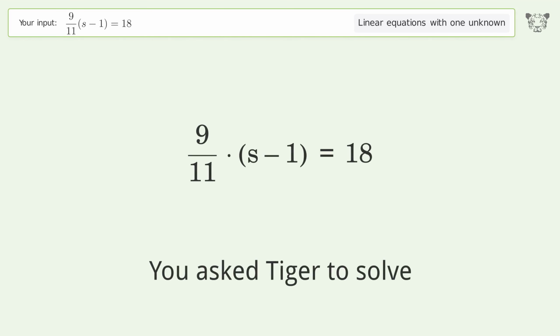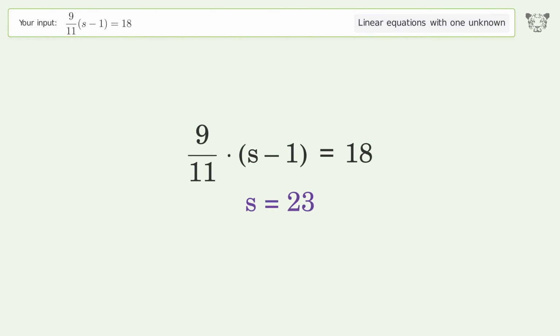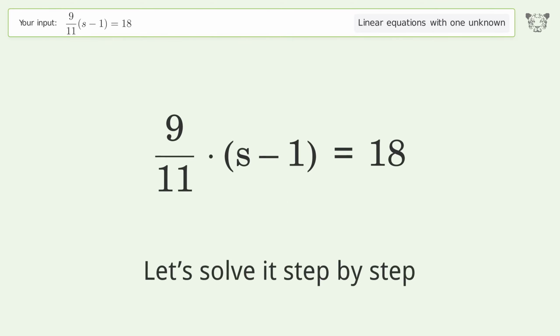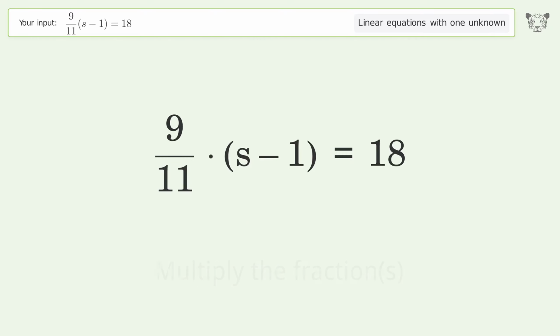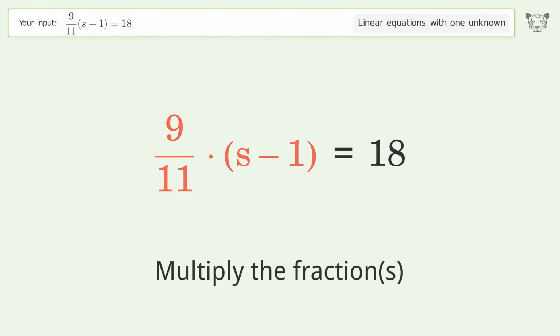You ask Tiger to solve. This deals with linear equations with one unknown. The final result is s equals 23. Let's solve it step by step. Simplify the expression. Multiply the fractions.